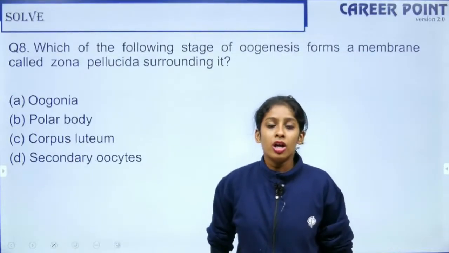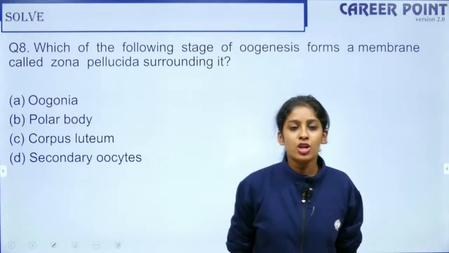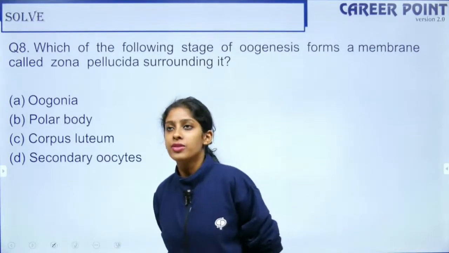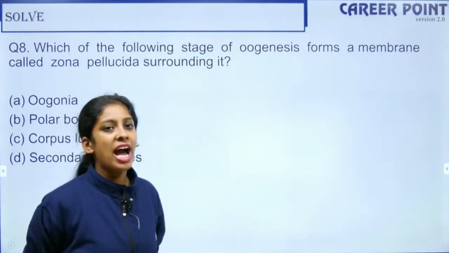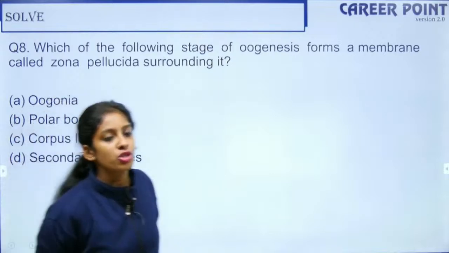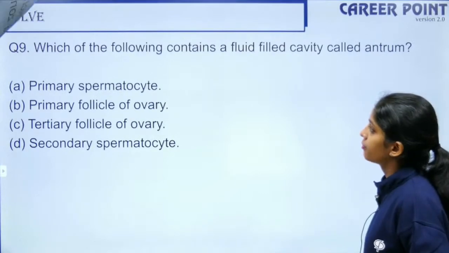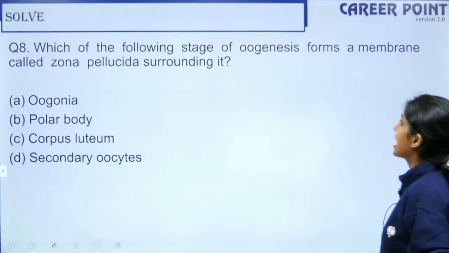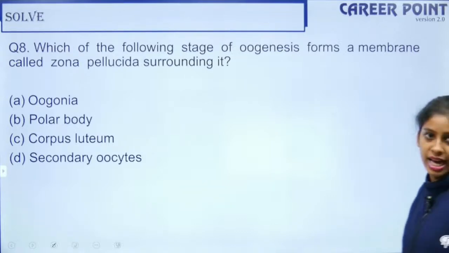Two polar bodies are totally produced, okay? One during the puberty, the next one at the time of fertilization. No, it is only two. We have only two polar bodies produced, not three. Okay? Sorry, question 8. Which of the following stage of oogenesis forms a membrane called zona pellucida surrounding it? Oogonia, polar body, corpus luteum, secondary oocyte.